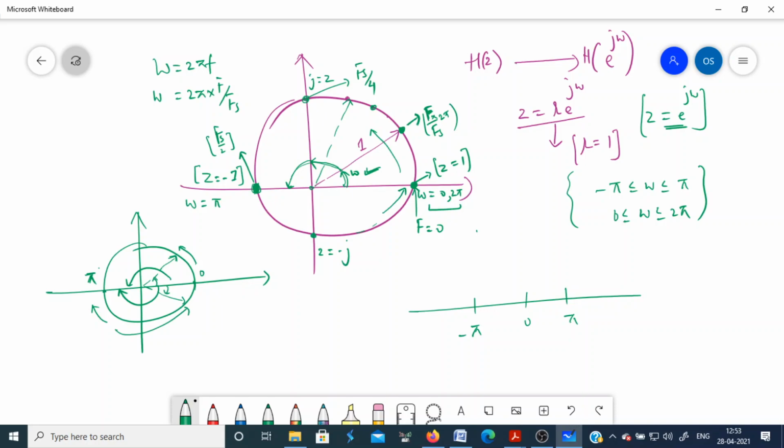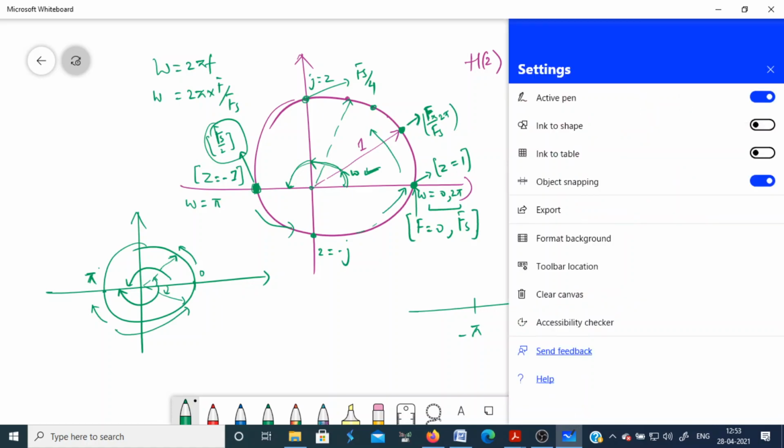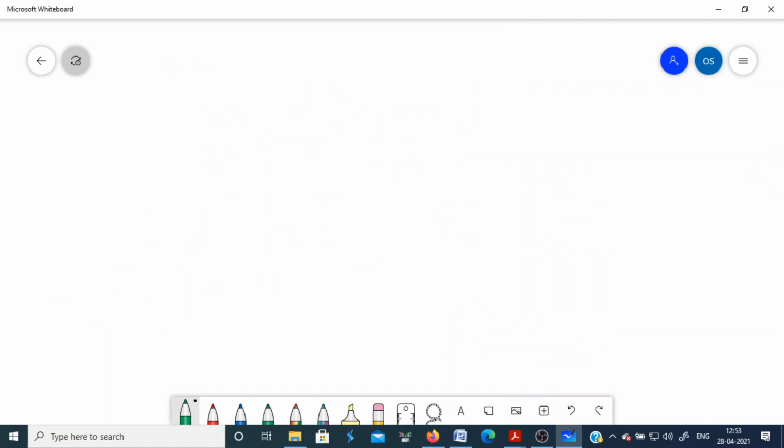Okay, so this frequency is at fs by 2, and then as you go ahead, at this point this is again fs. Here f is equal to fs if it is 0 to 2 pi. Okay, this is how the zeros, their frequencies on this circle, are located. Okay, and this is very important.